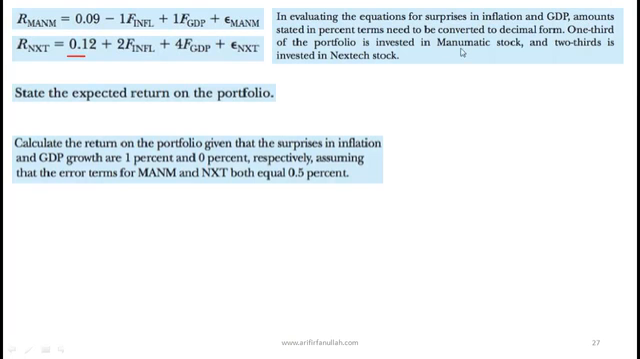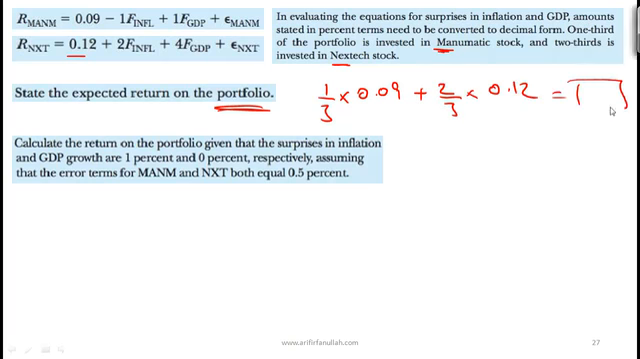One-third of the portfolio is invested in M and two-thirds is invested in Nextech. What is the expected return of the portfolio? How will you do this? So it's one-third in M, so it would be 1/3 times 0.09 plus 2/3 times 0.12, and that gives you whatever it gives you. Okay, so that's straightforward, nothing complicated.